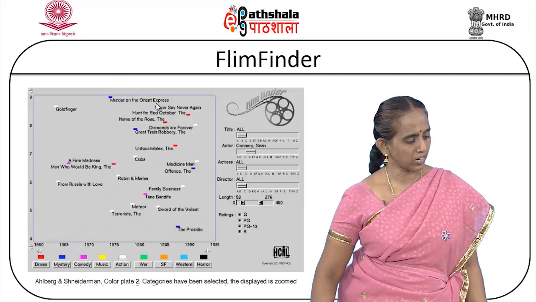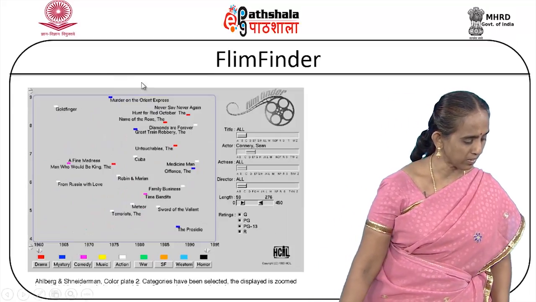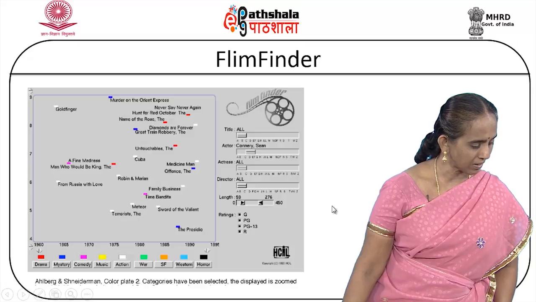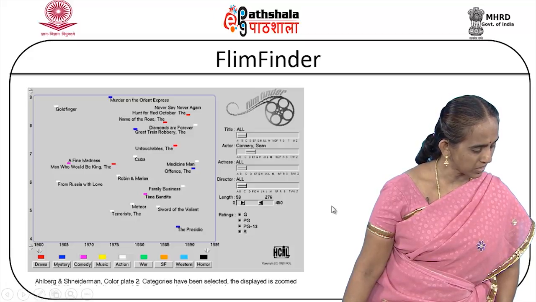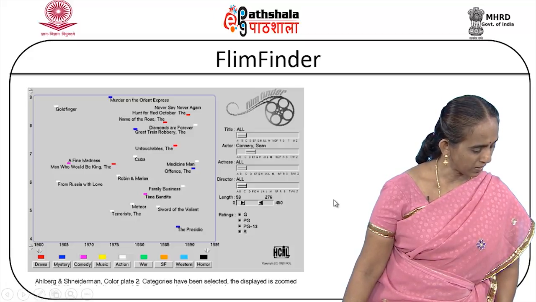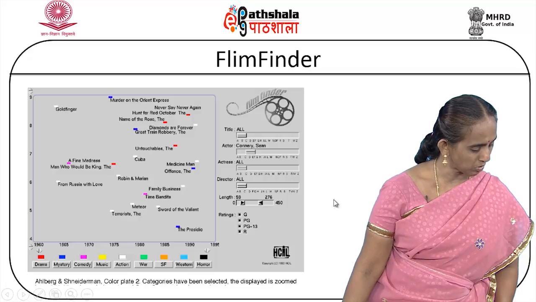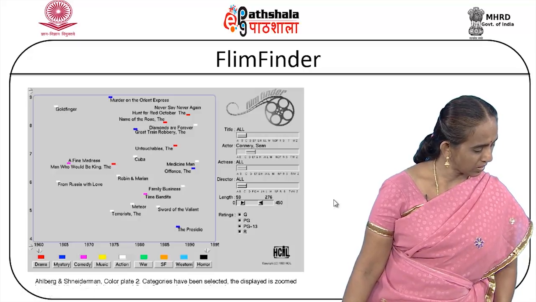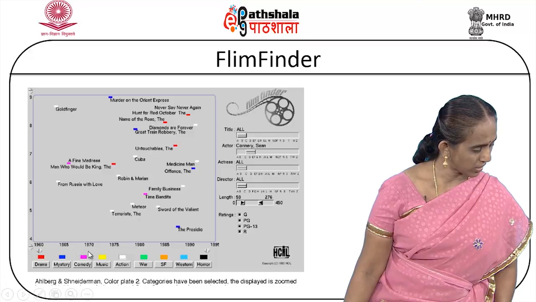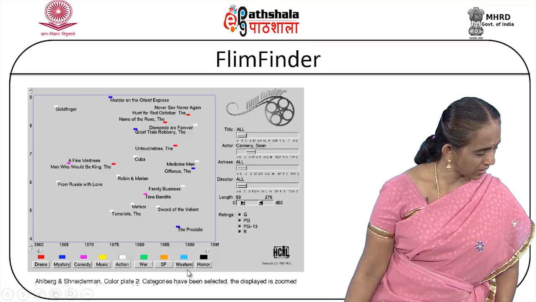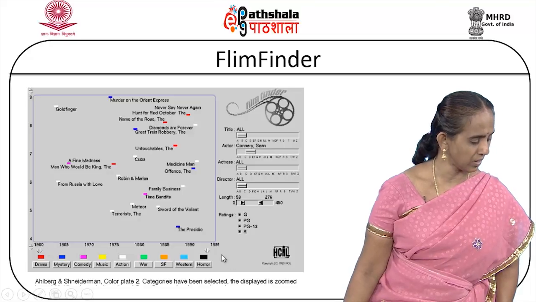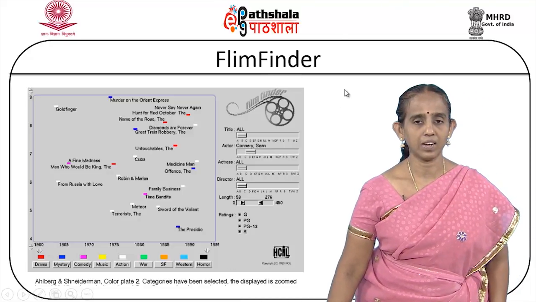So this is another screenshot from the Film Finder where we can see some of the values are being set, the actor value is being set, and the director has been specified as all, the length of the movie is specified, the ratings are given, and we have the various genres of the movie released within the years from 1960 to 1990 being shown on the screen as such.